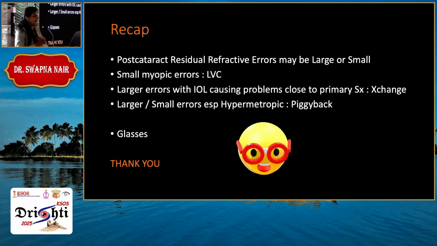So to recap, any kind of post-cataract refractive error can be corrected by multiple methods. Now, whatever you're going in for, always remember it's the patient's choice. You can always ask the patient to wear a pair of glasses if you feel that they are not the right candidate or will not be satisfied by all the big things that you're going to do to correct this small refractive error. Thank you very much.